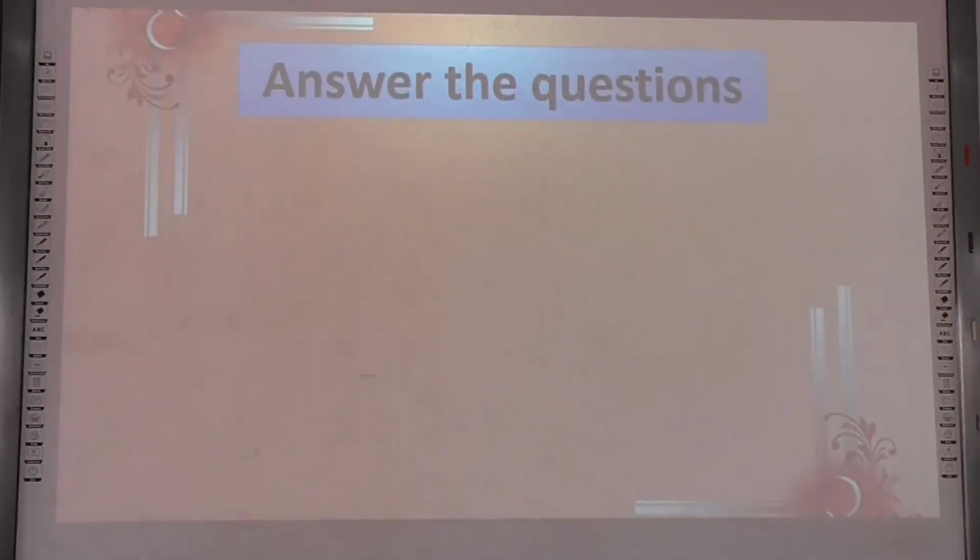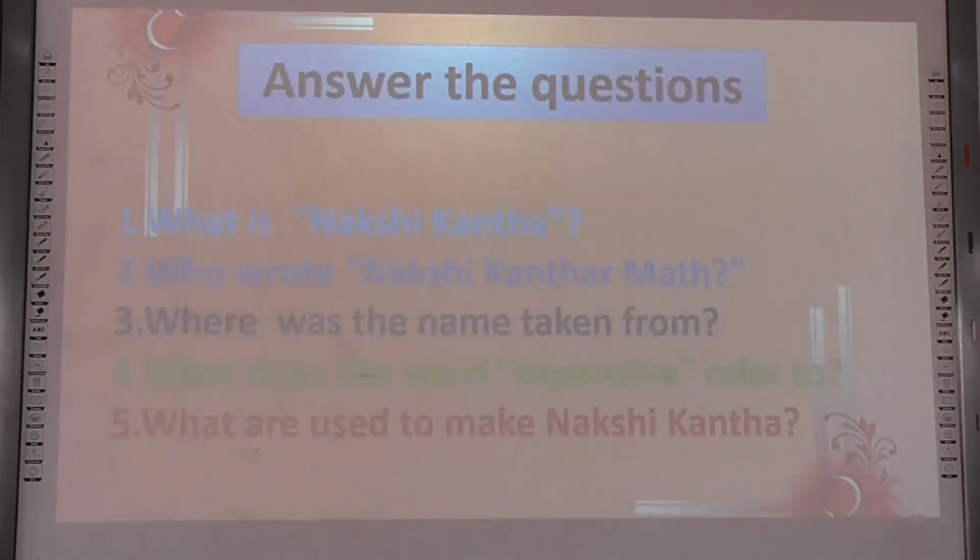So, here are some questions for you. First one is, what is Nakshi Katha? We can say that Nakshi Katha is a traditional embroidered quilt which is designed with colorful threads.